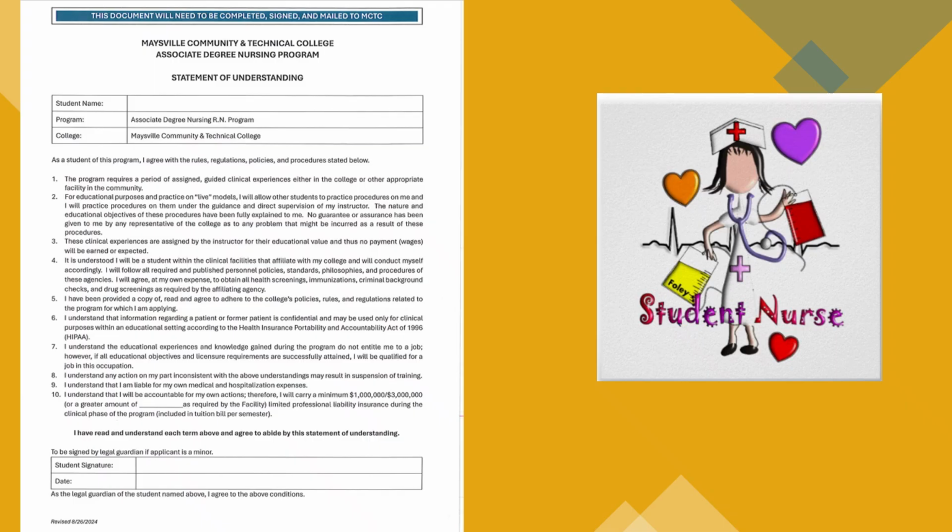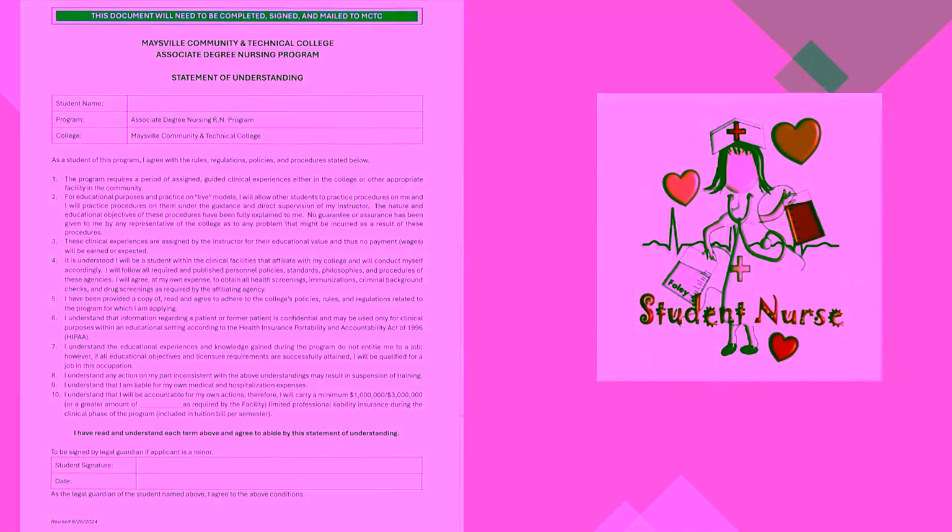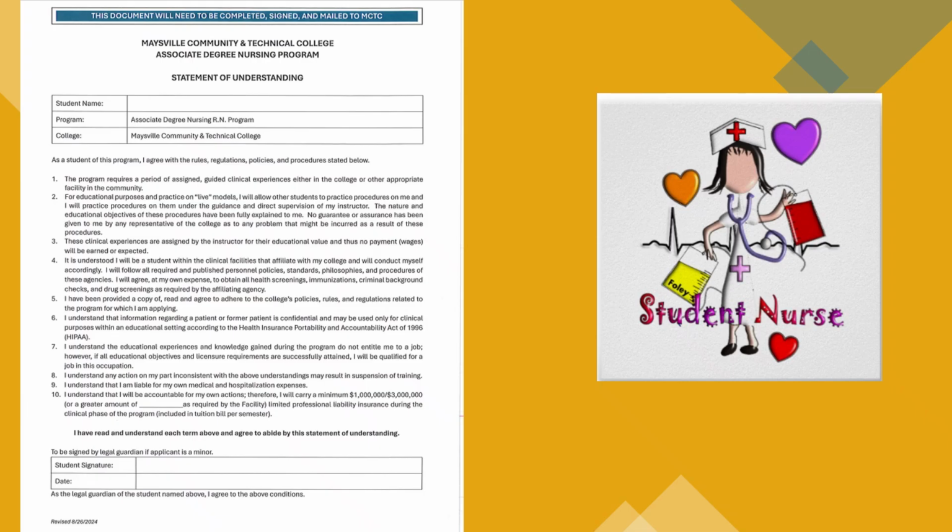I understand that information regarding patients or former patients is confidential and may be used only for clinical purposes within an educational setting, according to the Health Insurance Portability and Accountability Act of 1996, or HIPAA. I understand that the educational experiences and knowledge gained during the program do not entitle me to a job. However, if all educational objectives and licensure requirements are successfully obtained, I will be qualified for a job in this occupation. I understand that any action on my part inconsistent with the above understandings may result in suspension of training.